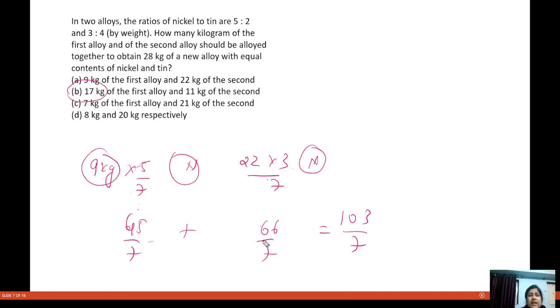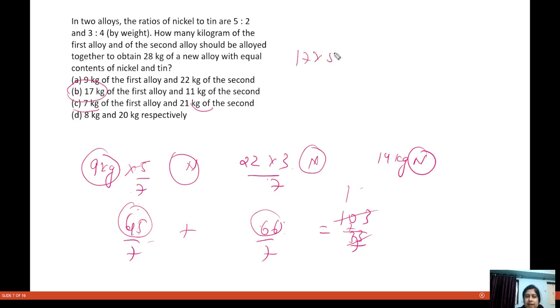Will you get 14 here? No chance. You will not get 14 here. So you are not getting 14 kg nickel here. You can check it. You have 7 1 times 7, and then you have 33 left, so definitely you are not having 14 kg nickel here. Now let us check for this 17 kg and 11 kg.